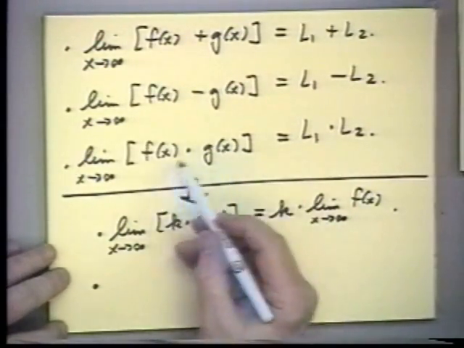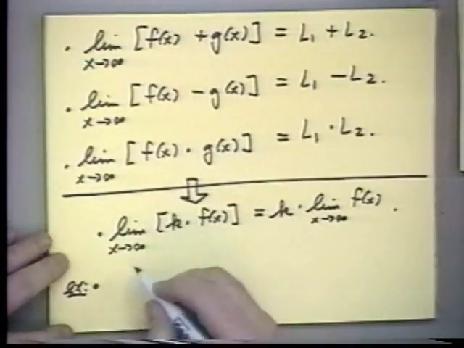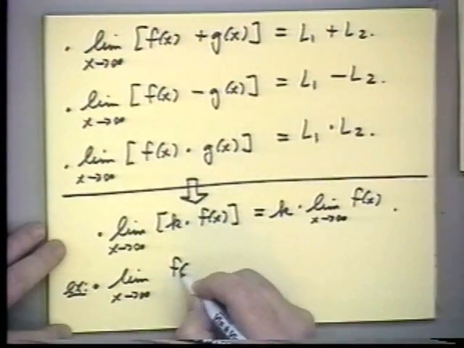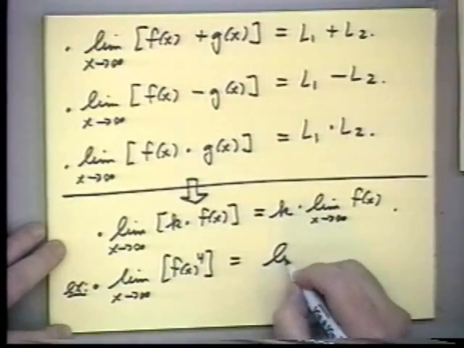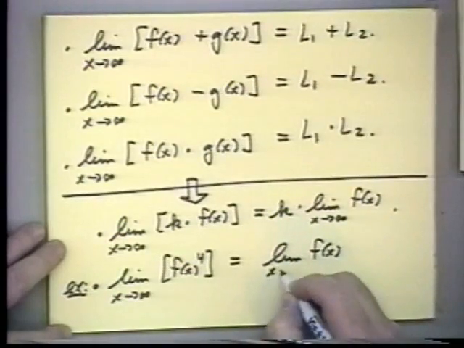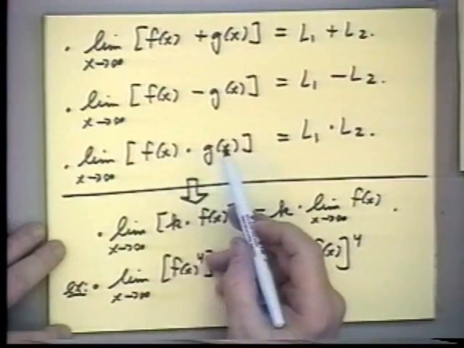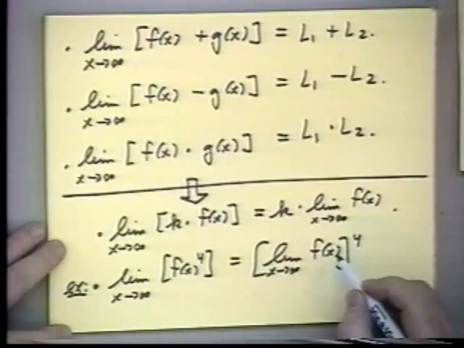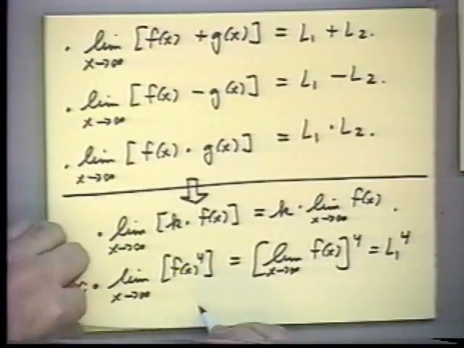Now, there's another case that's of interest. What if the factors here are repeated? So for example, as I showed you before, if you take the limit as x goes to infinity of f of x to the fourth power, that's the same thing as taking the limit of f of x as x goes to infinity, all to the fourth power, because the limit of the product is the product of the limits. The limit of this product is the product of all of these limits. And each one of these limits is L1, so this becomes L1 to the fourth.